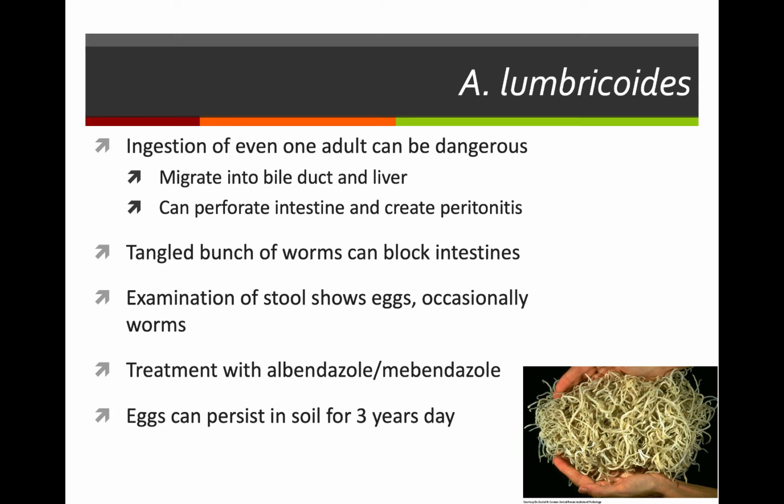In general, patients normally would ingest the larval stage, right? They ingest the embryonated egg. Ingestion of an adult can be very dangerous. They can migrate into the bile duct and into the liver. They can perforate the intestines and cause infection in the peritoneal region. Having this infection can also lead to death because of blockage of the intestines.